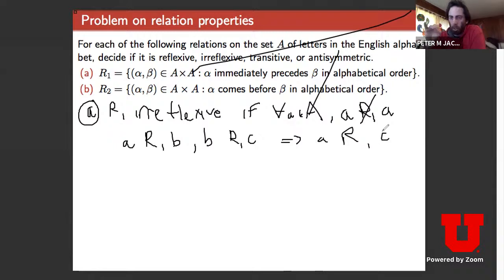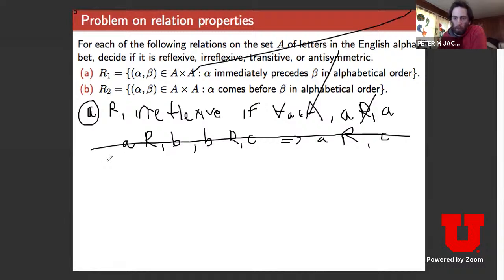So on part A, the relation is immediately precedes. In the first case, with reflexivity, it's not true because a letter does not immediately precede itself. It was irreflexive because no letter immediately precedes itself, and it's not transitive because a immediately precedes b, so a and b are related, and b immediately precedes c, so b and c are related. But this is untrue because a does not immediately precede c. All right, so it's not transitive. Then the next one: is it antisymmetric?